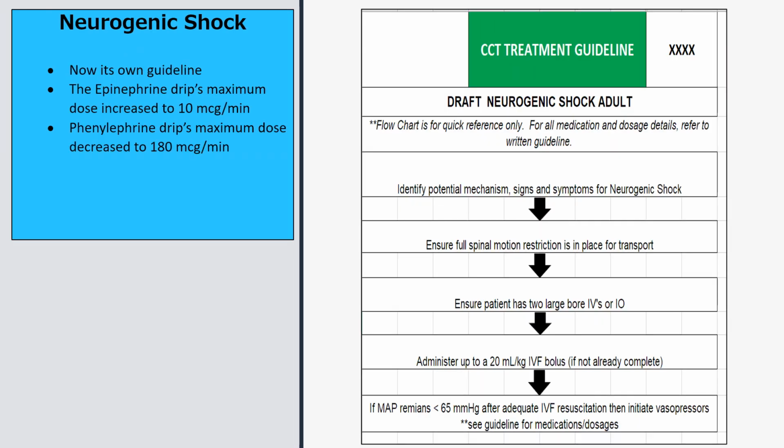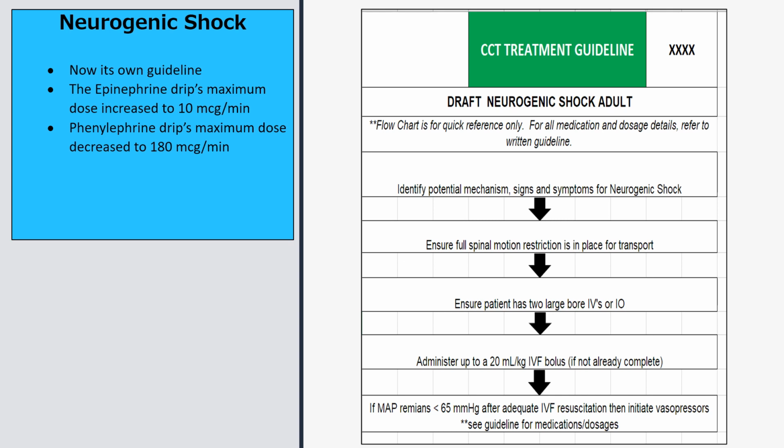The CCT treatment guideline for neurogenic shock. Flowchart is for quick reference only. For all medication and dosage details, refer to the written guideline. Identify potential mechanisms, signs, and symptoms for neurogenic shock. Ensure full spinal motion restriction is in place for transport.